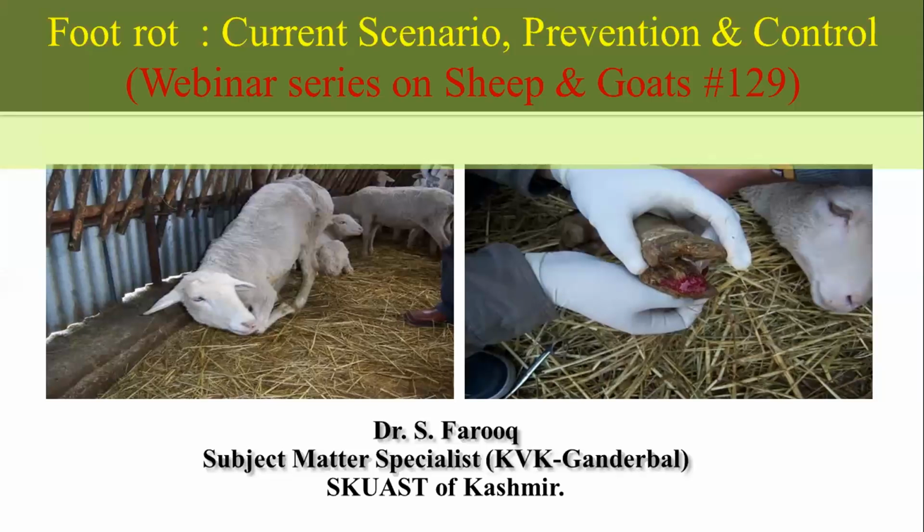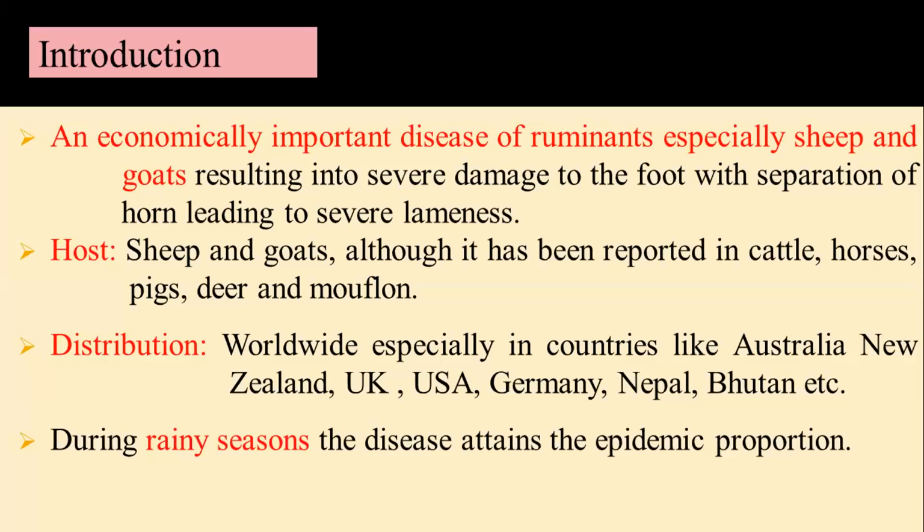Its current scenario, prevention and control. We know that foot rot is an economically important disease of ruminants, particularly sheep and goats, because it affects sheep and goats a lot. Other ruminants are also affected, like cattle, pigs, deer, mouflon. It is economically important in the sense that it puts a heavy burden on the sheep and goat rearers.